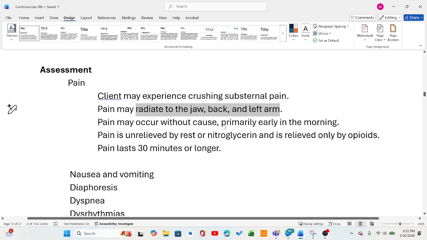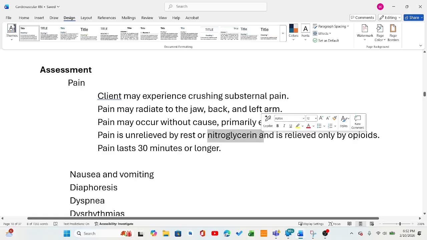Pain may occur without any cause. Primarily, it can occur early in the morning, and the pain will not be relieved by nitroglycerin. So if the patient is complaining of chest pain, and you give them the nitroglycerin and it doesn't relieve it, there are two things. You know that this is not stable angina. It might be unstable angina, and at the same time, if nitroglycerin does not do the job, then you have to give them morphine sulfate, which is an opioid.